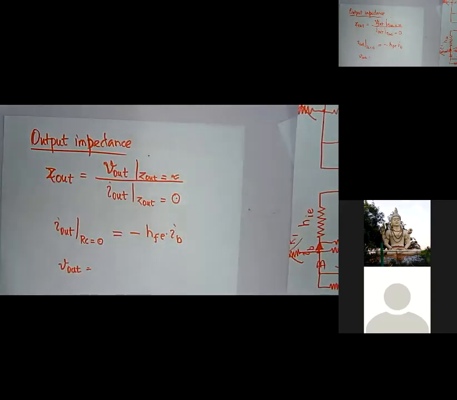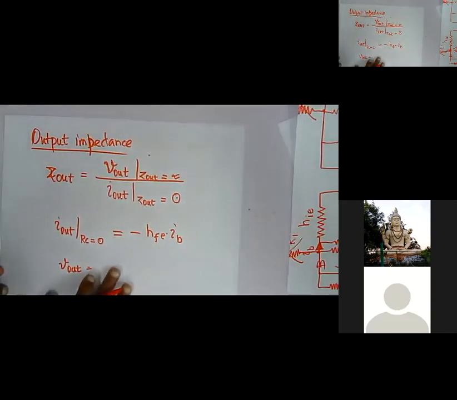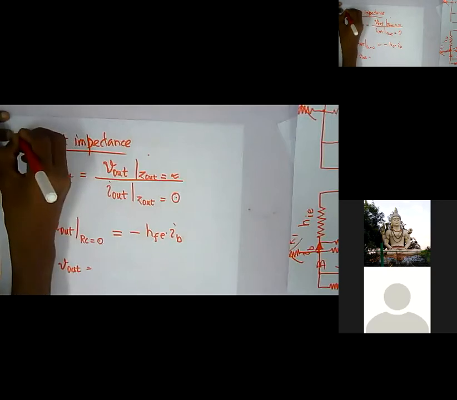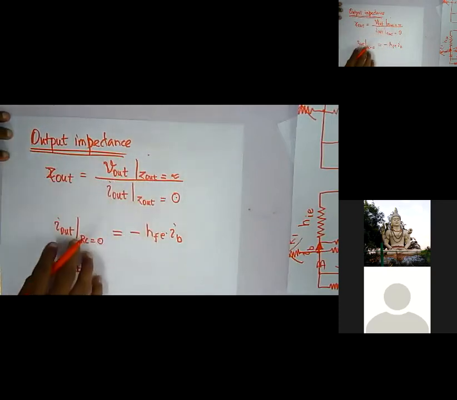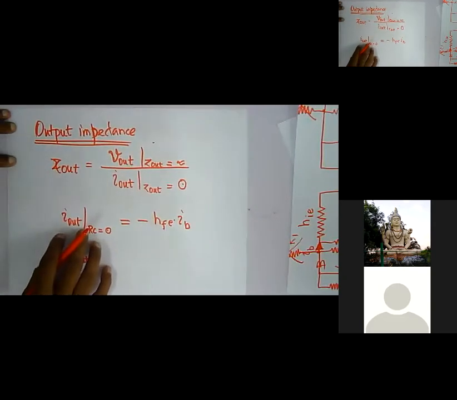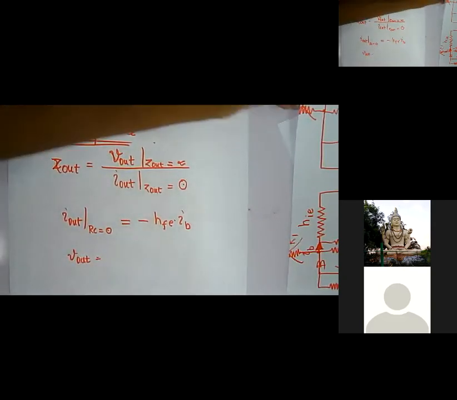Oh, sorry. I think we need to change this one. Okay, so stop this one. I'll do the output impedance. No, we can do it, don't worry. We can do it now.